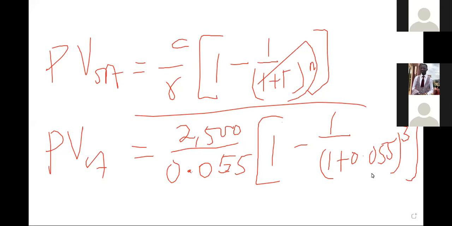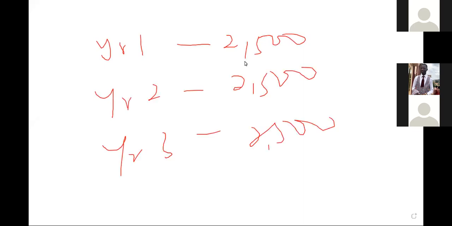Now, let me ask you, what this question means is that every year, how much will the roommates pay in settlement of the debt every year? 2,500. What it means is that in year one, you pay 2,500. In year two, the same. This is what makes it an annuity, the constant amount of payment over a limited period.